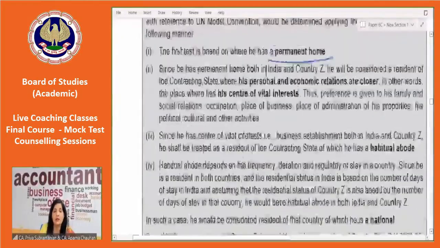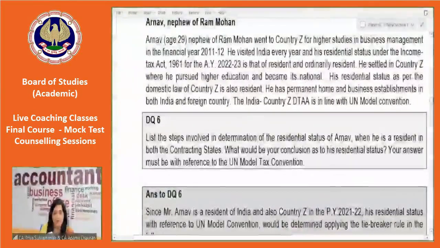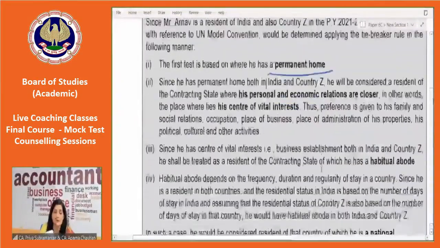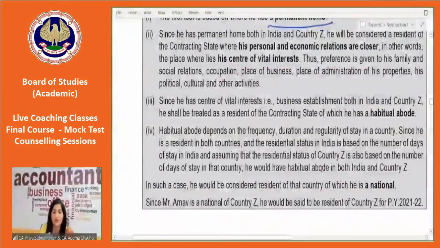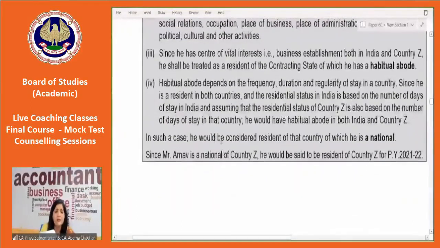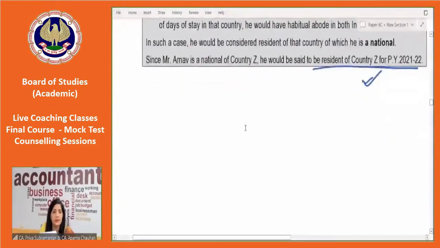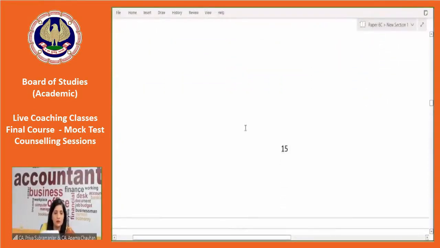What is that condition? He became the national of country Z. He settled in country Z and became the national of country Z. Then this test, nationality, would determine for which country he would be said to be resident. In that case, since he became the national of country Z, Mr. Arnav would be said to be resident of country Z for the previous year 21-22. This is a very simple question based on the tiebreaker, which is clearly given in the model tax convention. You can easily apply it for determining the residential status of the country.